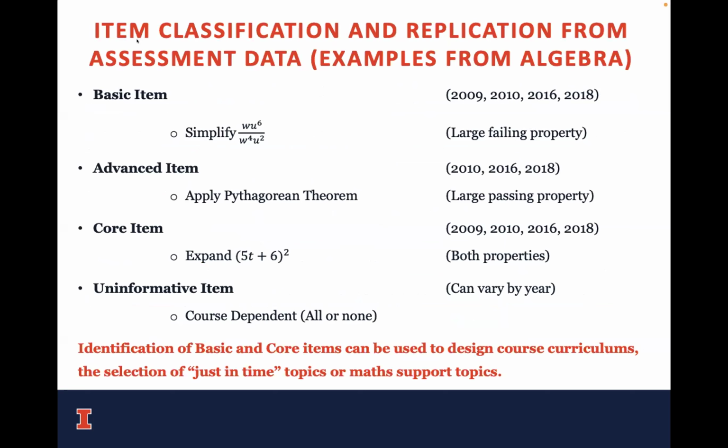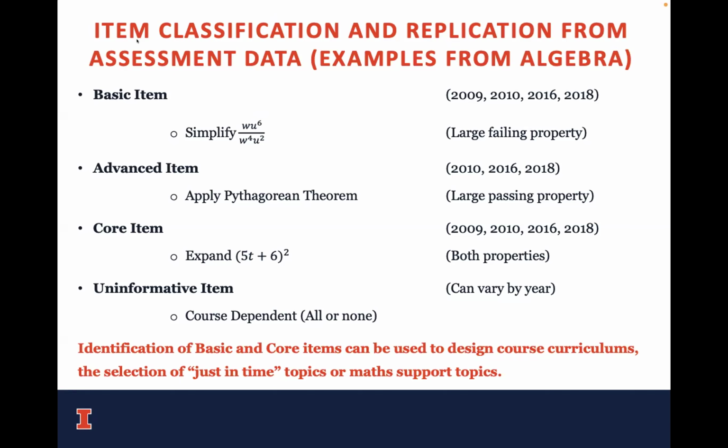So I usually do some consecutive years and then wait a few years, because it is possible that something just went wrong that semester. So it has to replicate and then continue to replicate to see if it's a stable item. Okay, so this is a basic item. Students lacking these items are significantly more likely to fail, but having it doesn't make you more likely to pass.